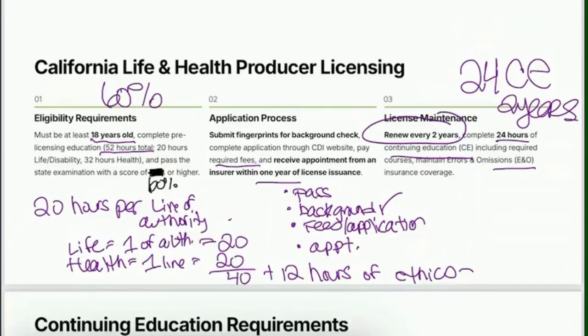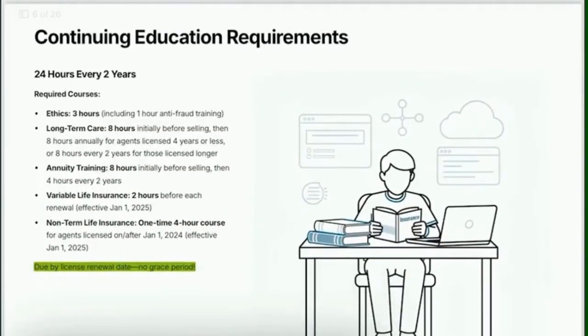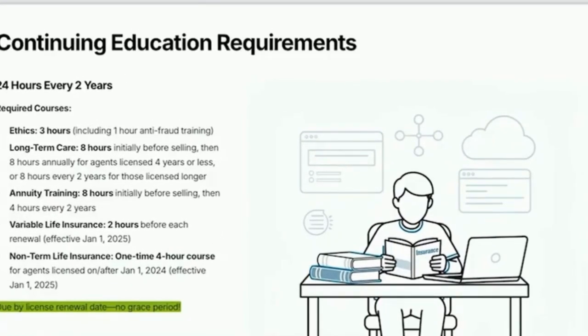Okay, so those are the most testable points regarding continuing education and pre-licensing, but they couldn't keep it that simple, could they? There are a couple other ones that you need to know. One, for what you need to do in order to have the correct licenses that you want, but two, to answer test questions. So we already know that it is 24 hours every 2 years.